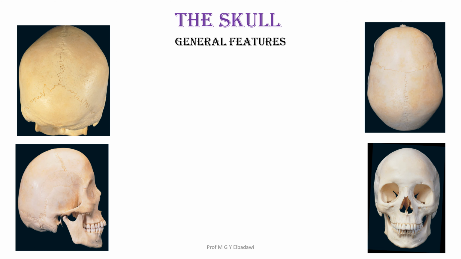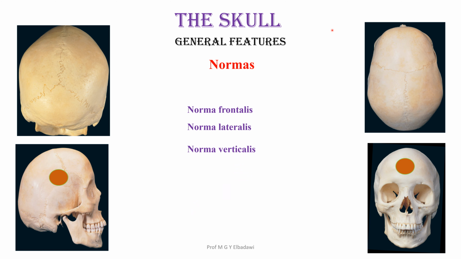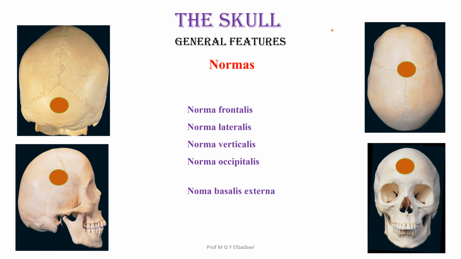The third point is the normas. The normas is how you study the skull by looking to different aspects of it. There is what we call the norma frontalis, looking to the front, the norma lateralis, looking from the lateral side, the norma verticalis from above, the norma occipitalis for the back. There is norma basalis externa, this looking from inferior to the skull, and inside the cavity we call it norma basalis interna. So we'll try to describe the skull according to these normas.